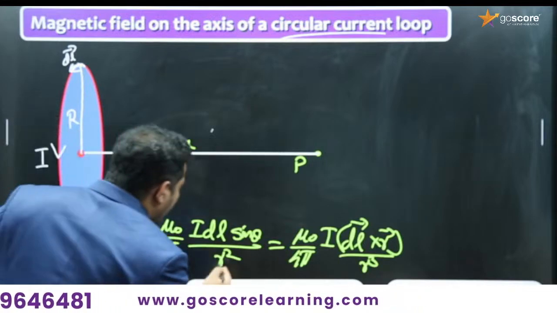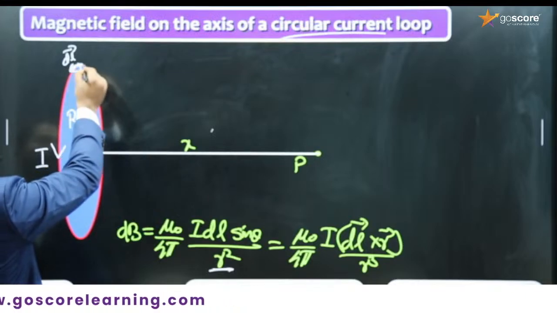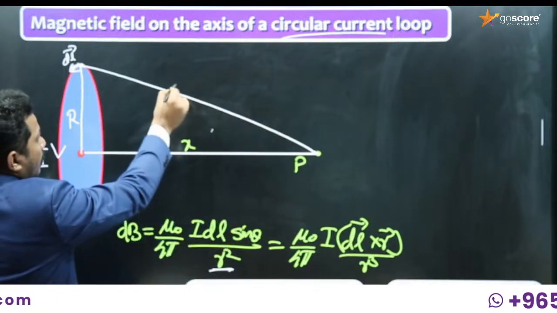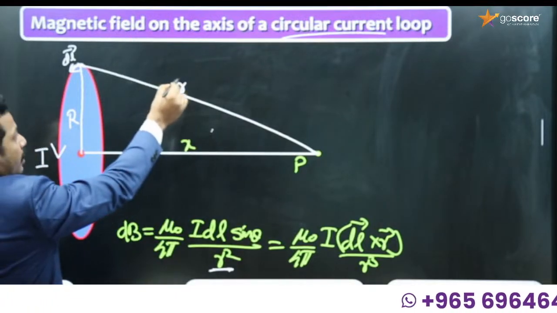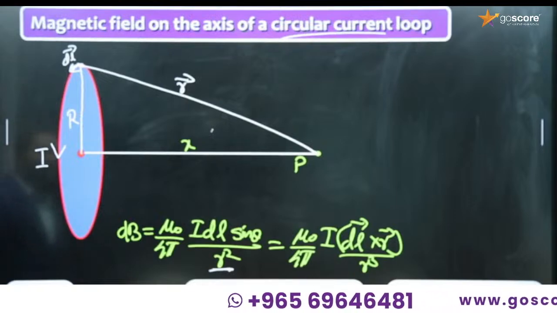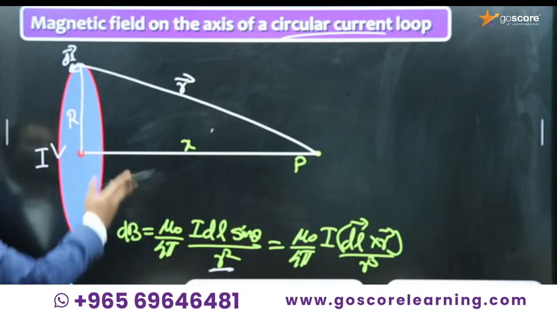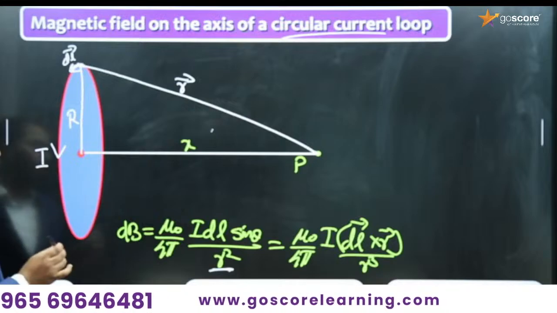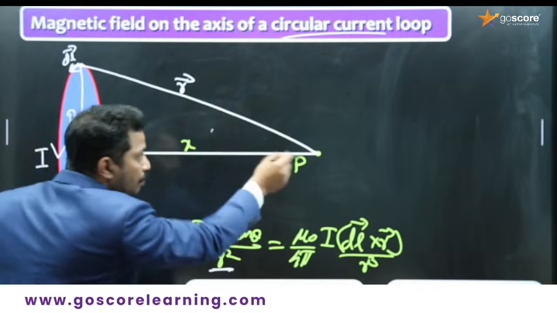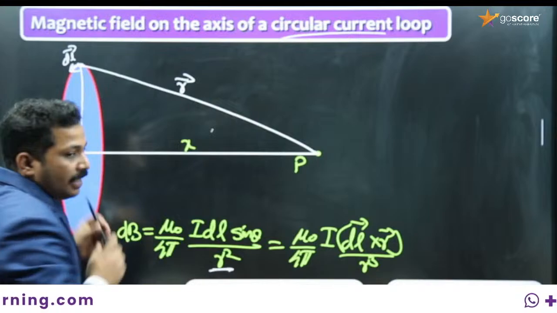Okay, so I need the distance to the point P. From this current element, I wish to draw a line to the point P, and that is the position vector r. So from that current element dl, a position vector has been drawn to the point P, and that is r. Since dl is towards you, r is lying on the plane of the board. dl is towards you and r is inside the board.